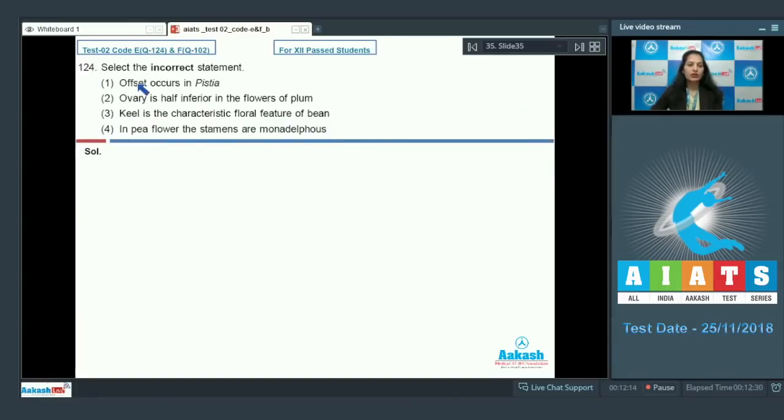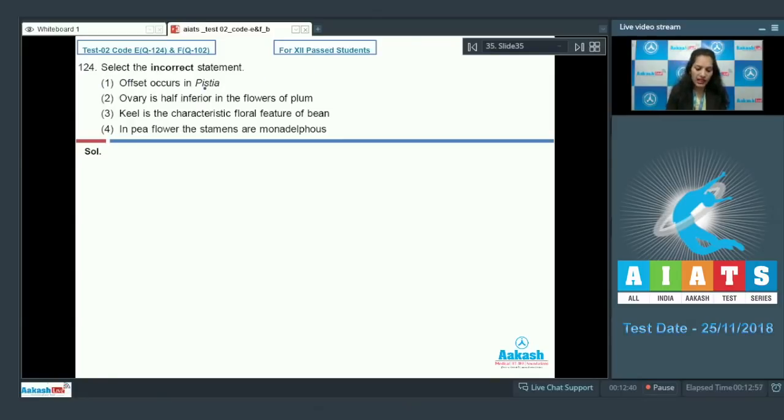Question number 124. Select the incorrect statement. Option 1. Offset occurs in pistia. Second, ovary is half inferior in the flowers of plum. Third, keel is the characteristic floral feature of bean. And fourth, in pea flower, the stamens are monoadelphous. Select the incorrect statement means you have to again find out the wrong statement.